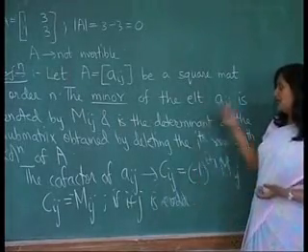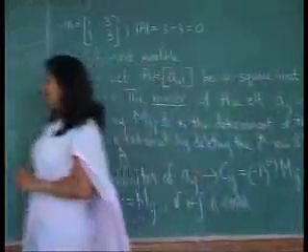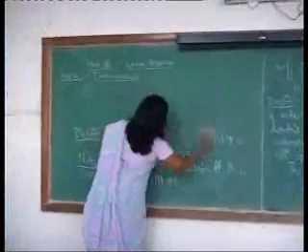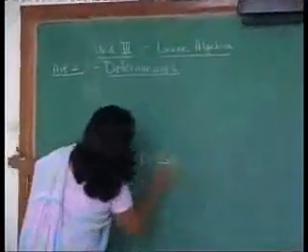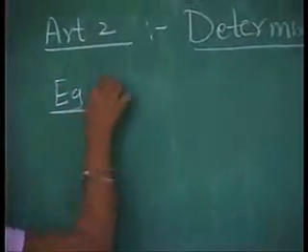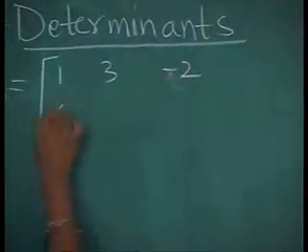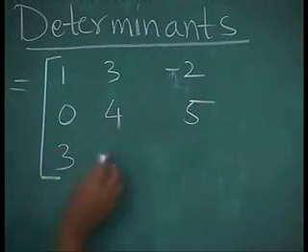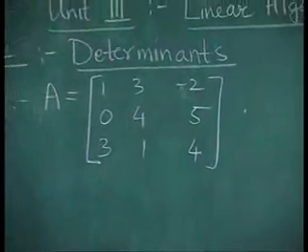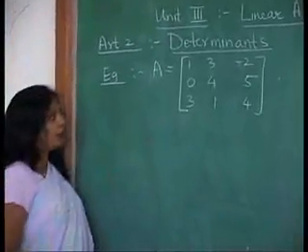As I said, it's much easier to understand the definition if we look at an example. So let's take a 3 by 3 matrix and try and calculate the minor and the cofactor of every element in that matrix. So let us take A to be 1, 3, minus 2, 0, 4, 5, 3, 1, 4. There are 9 elements in all. So for each element, let me calculate the minor and the corresponding cofactor.